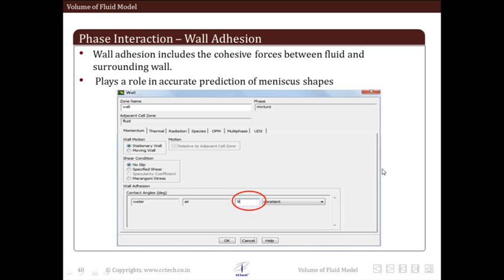This is the boundary condition panel for a wall and we can see wall adhesion option as a boundary condition. We need to give the contact angle for considering wall adhesion. We have to also include wall adhesion in the VOF multiphase panel before giving this contact angle.